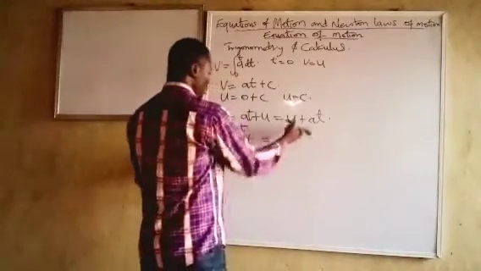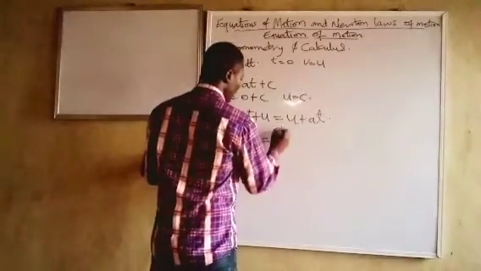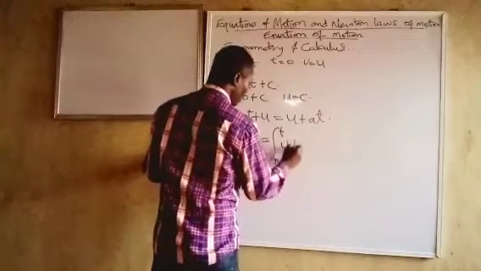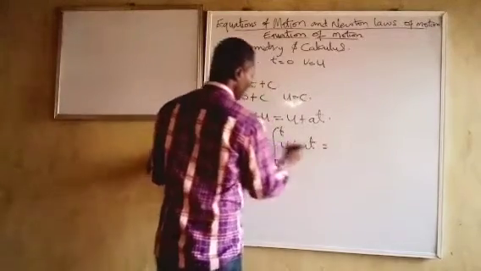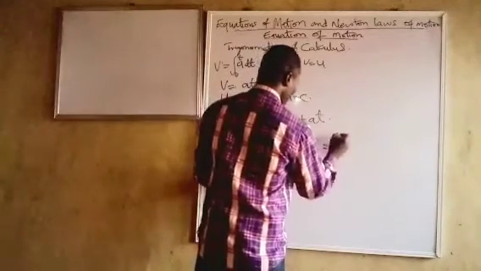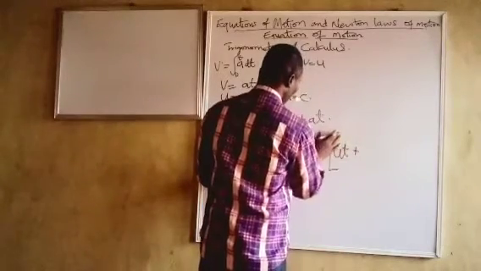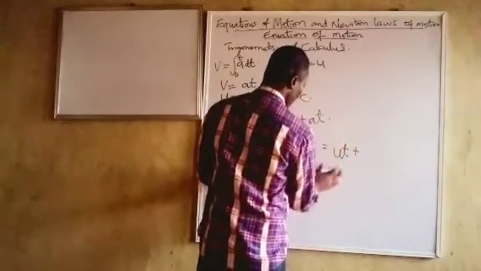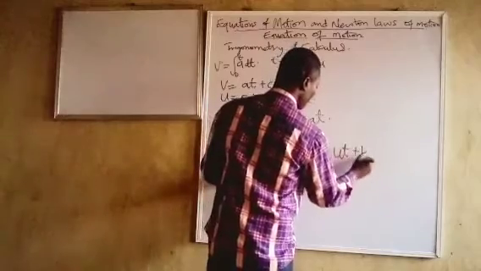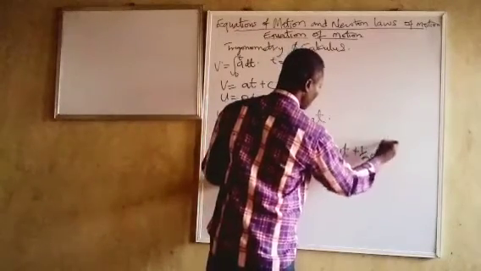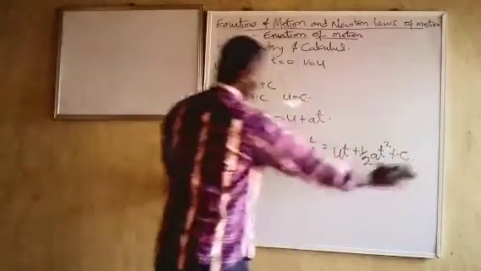So you change this one to u plus at. So it's going to be integral of u plus at, which will give us ut plus half at squared plus c. Yes, that's how I do it.